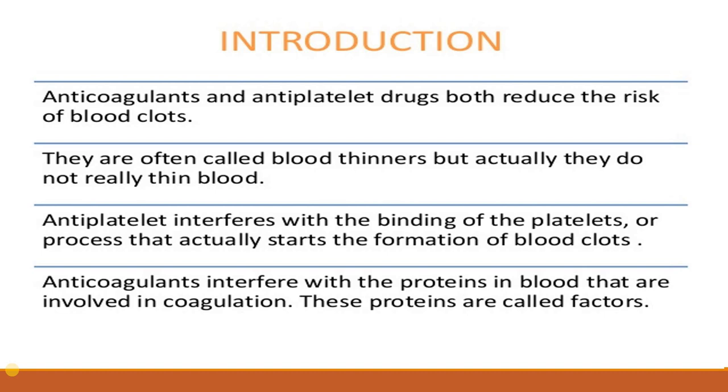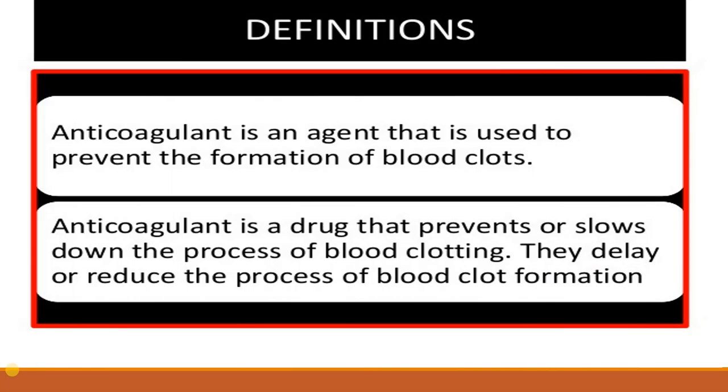Anticoagulants and antiplatelet drugs both reduce the risk of blood clots. They are often called blood thinners, but actually they do not really thin the blood. The antiplatelet drugs interfere with the binding of platelets, the process that starts the formation of a blood clot. Anticoagulants interfere with the proteins in the blood that are involved in coagulation. These proteins are called factors.